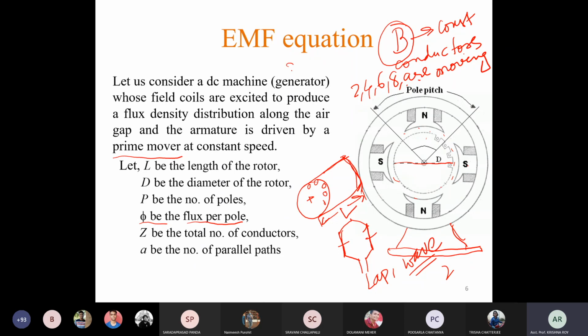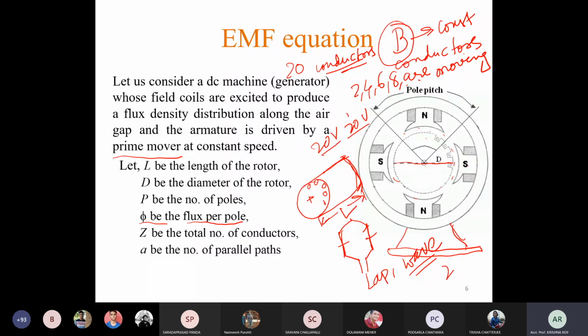Suppose in a machine there are total 20 conductors. If we connect these 20 conductors in 2 parallel paths, then each parallel path will have 10 conductors, and suppose each conductor is producing 2 volt. So 10 into 2, that means 20 volt we will get across the brushes. They are connected in parallel, so we will get 20 volt only across the output terminals.